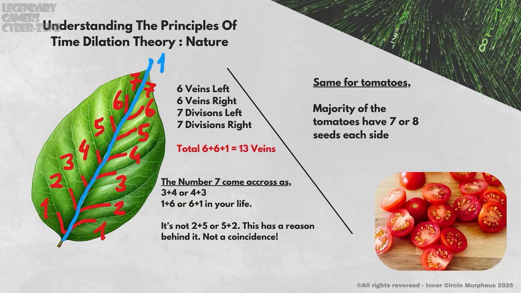Leaves usually have 12 veins in total, 6 on the left and 6 on the right. More than 90% of leaves have 13 veins in total, including the middle vein. You will rarely see 12 or 14 veins. If you look at the divisions between the veins, you will see 14, 7 on the left, and 7 on the right.